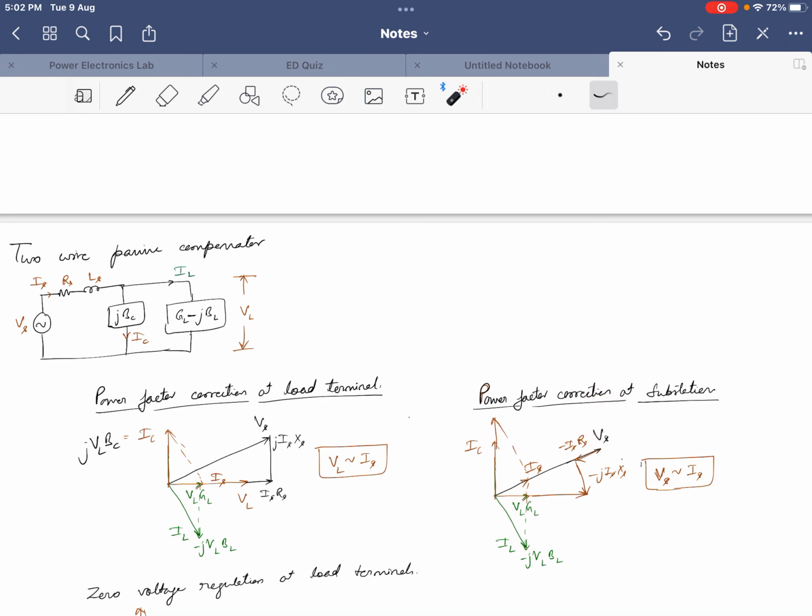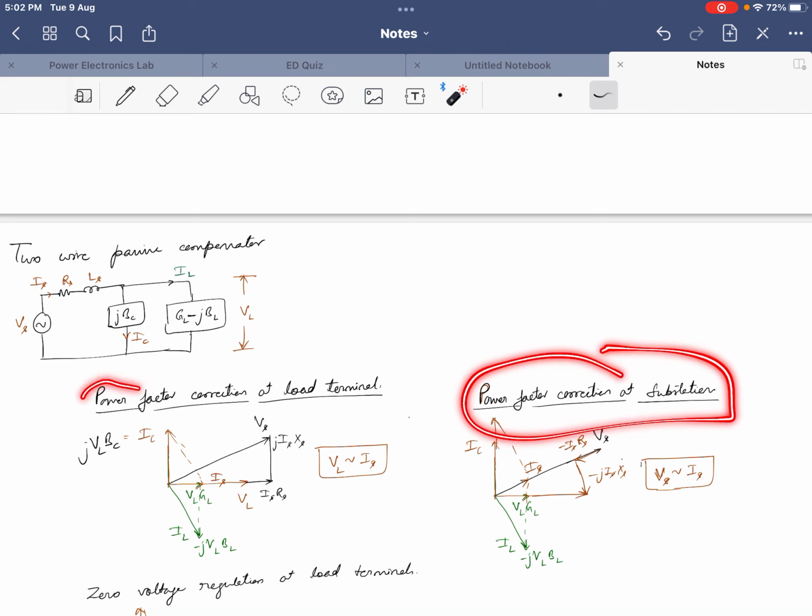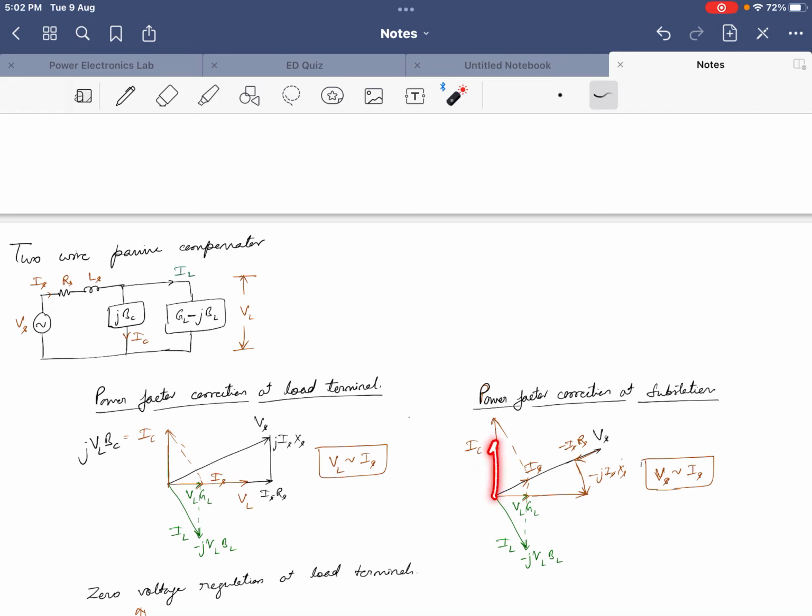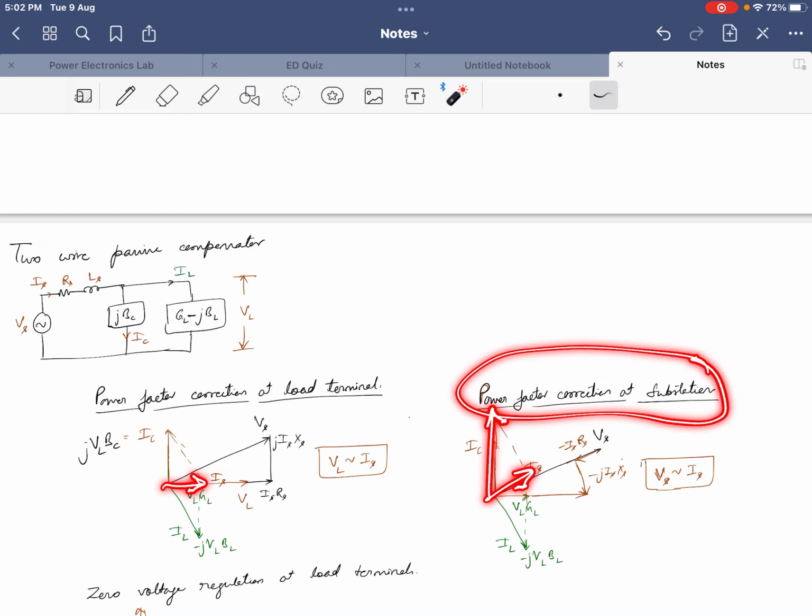If I compare power factor correction at the substation with power factor correction at the load terminal, the difference is that here we need a value of IC a little bit more, whereas there we require less, because there the resultant Is is here, however here the resultant Is is a little bit upward. So we need a higher value of IC to keep the power factor at the substation unity.